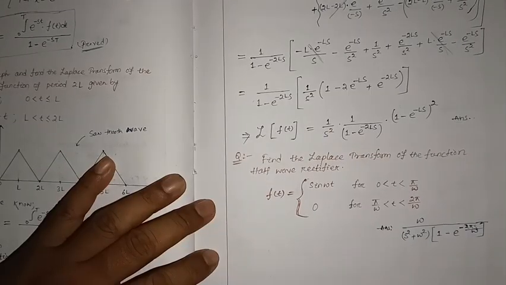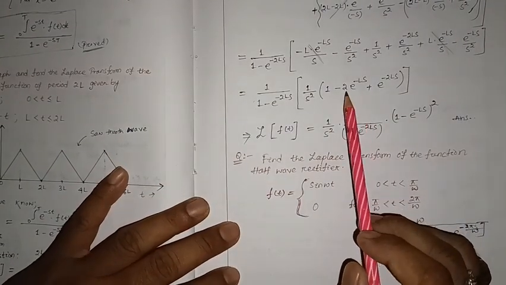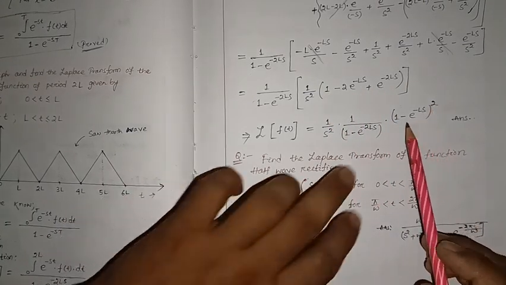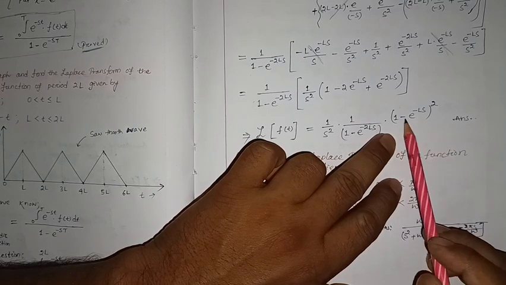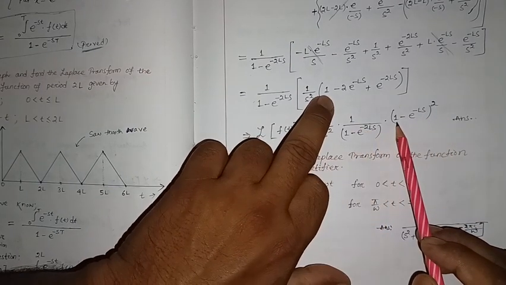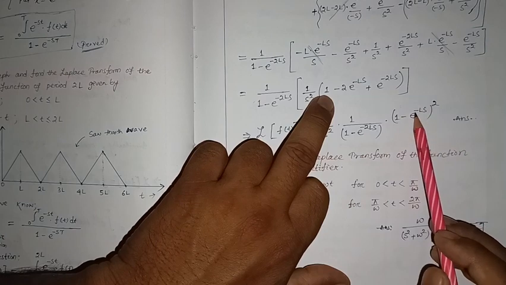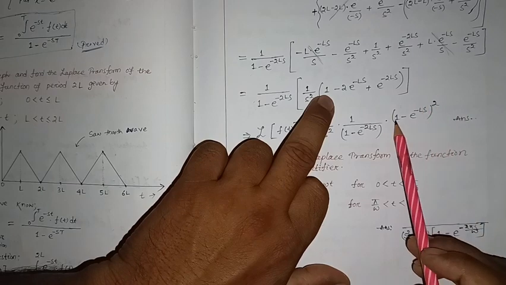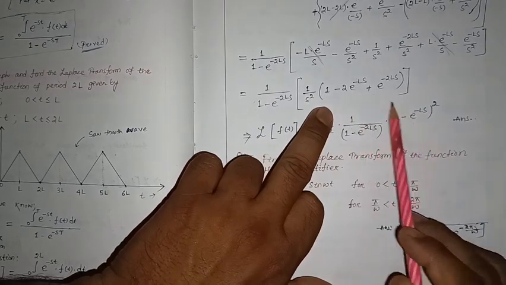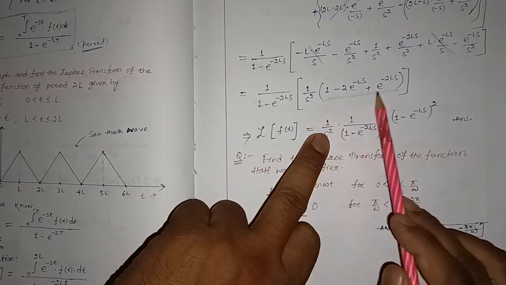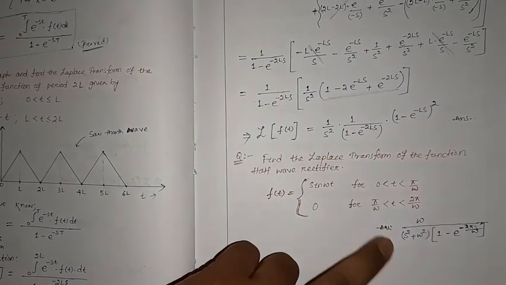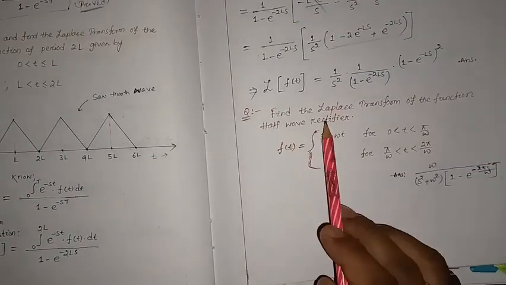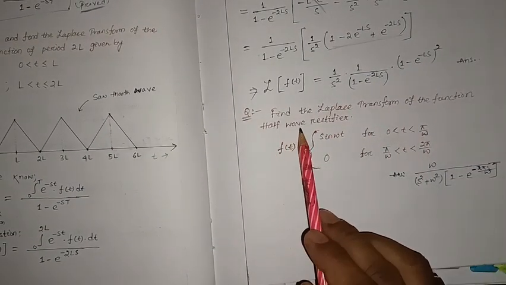So here you can see that these three terms can be written as 1 minus e to the minus Ls whole square, because a minus b whole square: a square means 1, square of this one e to the minus Ls square means e to the power minus 2Ls, then 2 into a into b, 2 into 1 into this term e to the minus Ls. So this can be written as 1 minus e to the minus Ls whole square. This is your answer.